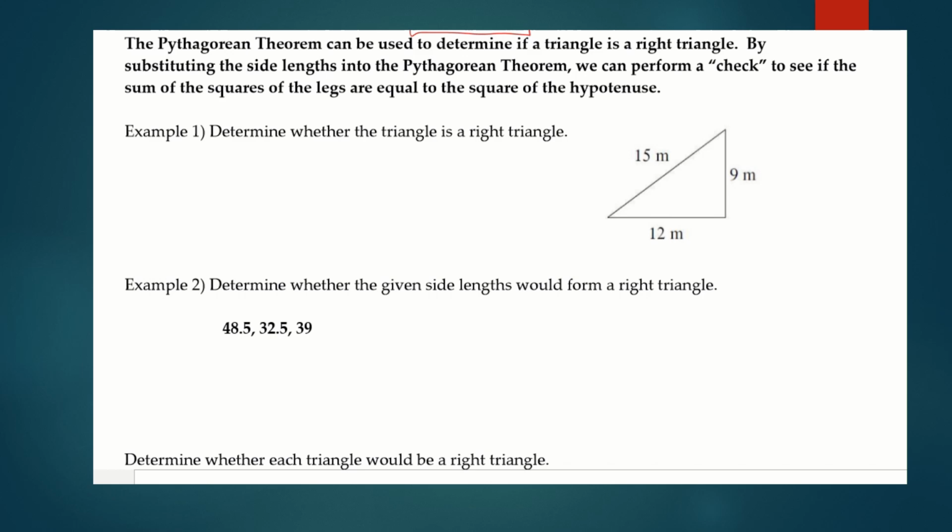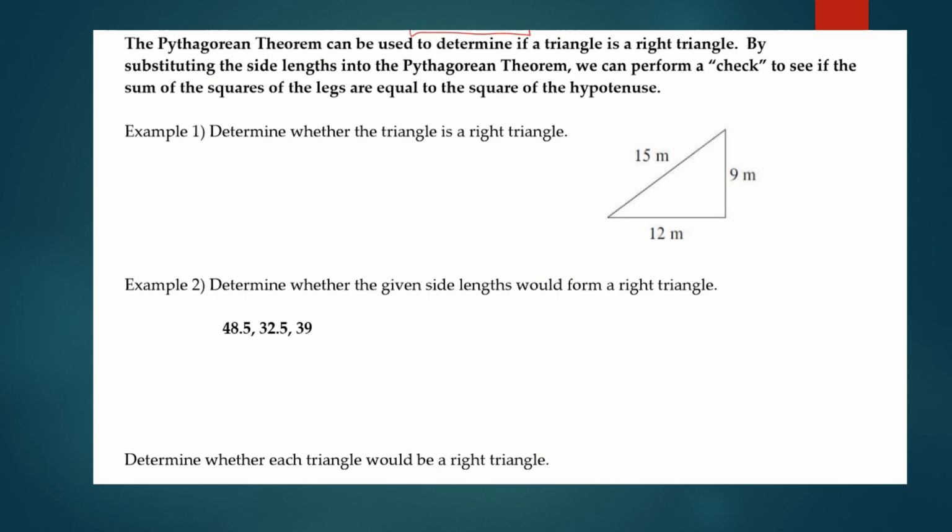The Pythagorean theorem is going to help us test it out. So here we go. In example 1, it says determine whether the triangle is a right triangle. All right, so let's think about this for a second. We know that a right triangle has two legs and a hypotenuse. The hypotenuse is the longest side.